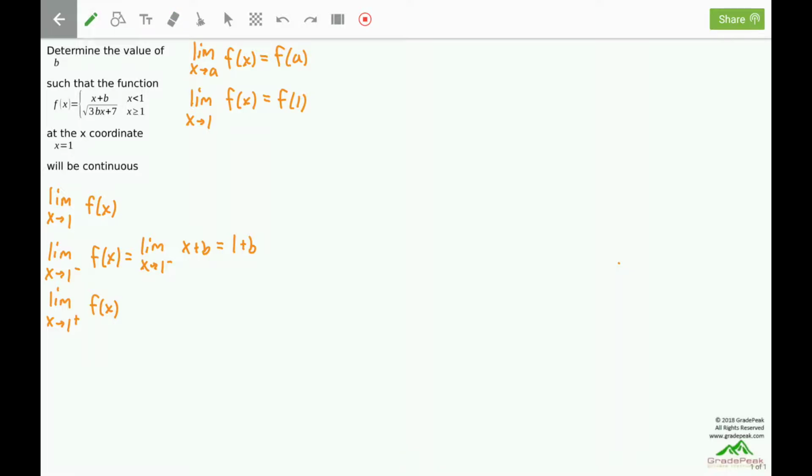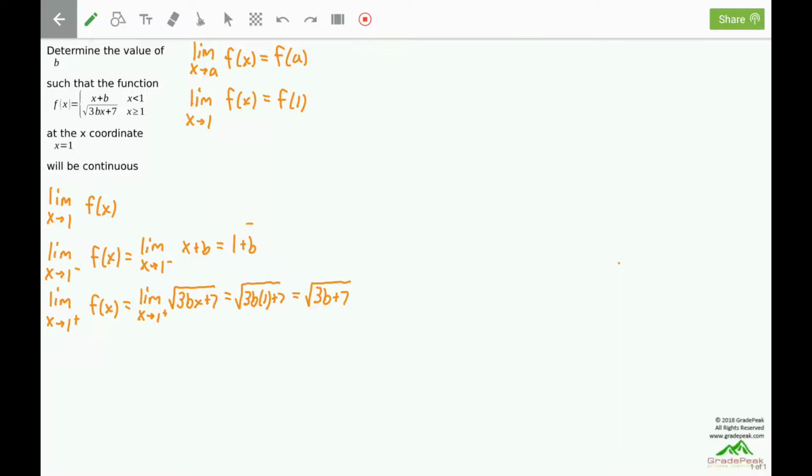We can now look at the right side limit. That means we're greater than 1, and we will be making use of this for the expression of f of x. Limit as x approaches 1 from the right side of the square root of 3bx plus 7. Next thing to do is try plugging a 1 in for each of the x's, and that will give us the square root of 3b times 1 plus 7. 3b times 1 is just 3b, so the square root of 3b plus 7.